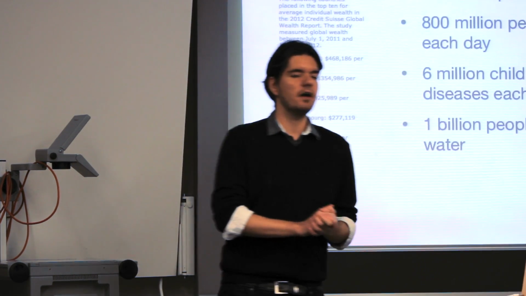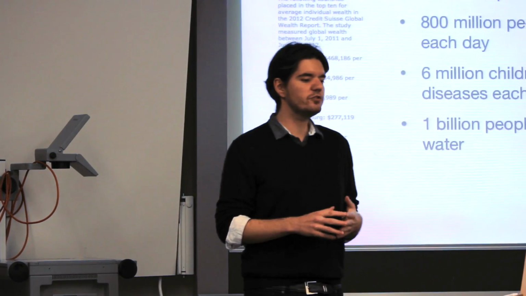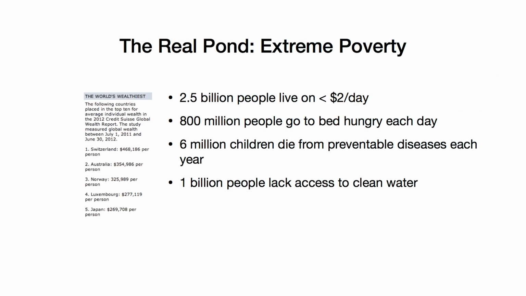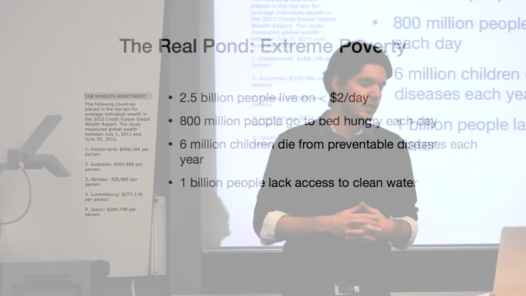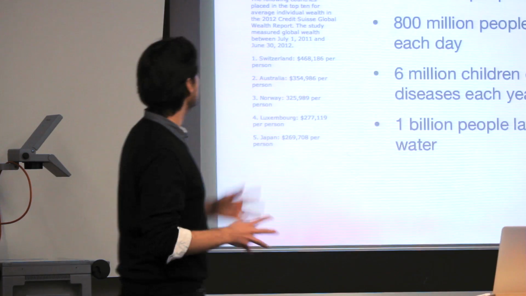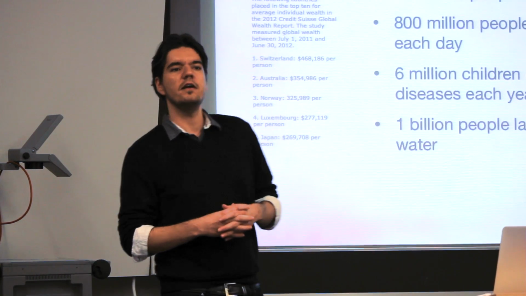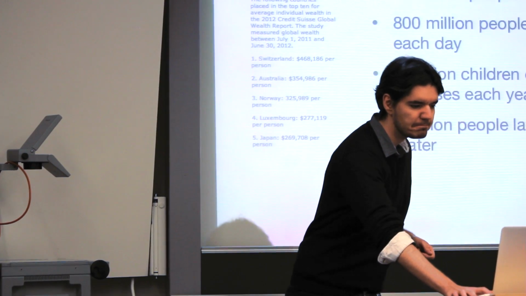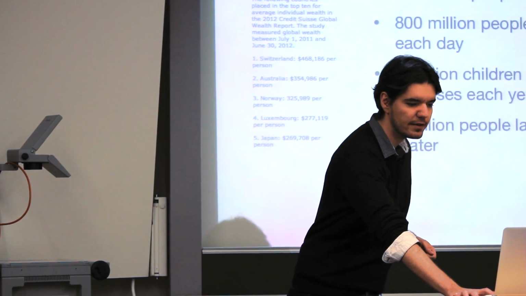I mentioned the real pond out there, and the real pond out there could be extreme poverty. Some basic facts: 2.5 billion people live on less than $2, that's purchasing power parity, a day. 800 million people go to bed hungry each day. 6 million children die from easily preventable diseases, in fact, each year. And 1 billion people lack access to clean water. And this is while we are living in the richest society that has ever been created on this planet. And that's how it looks like in practice.